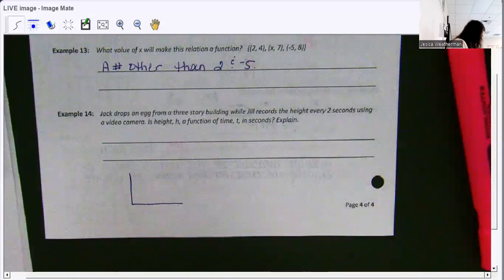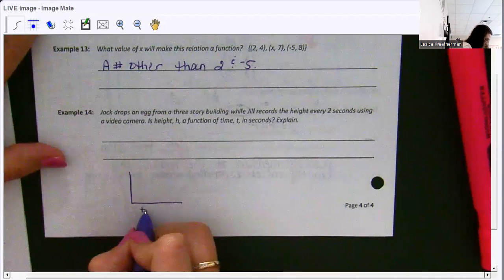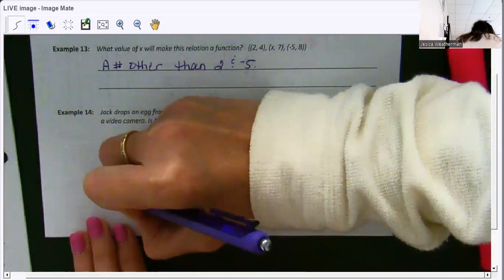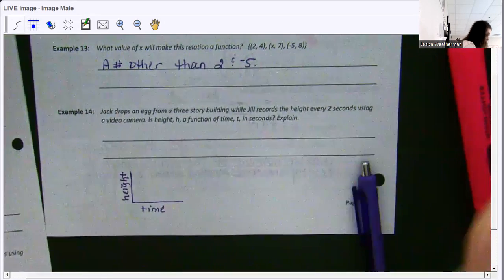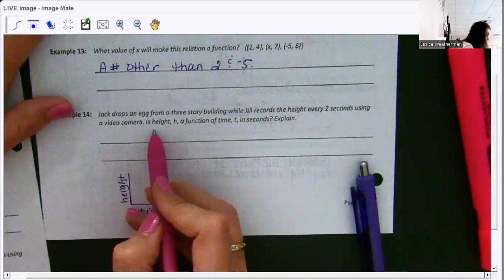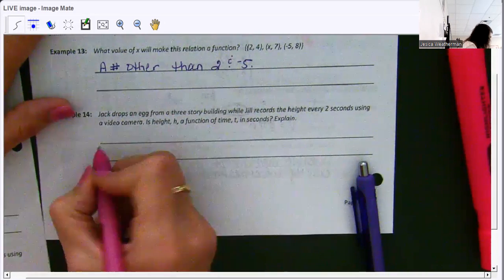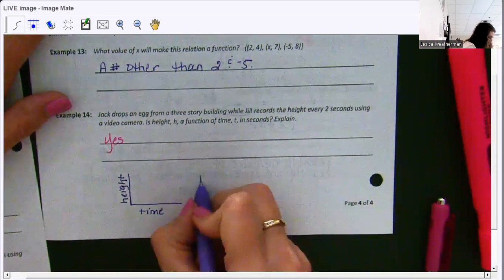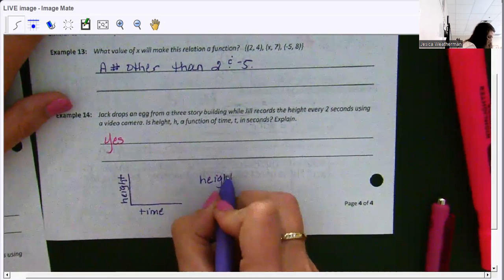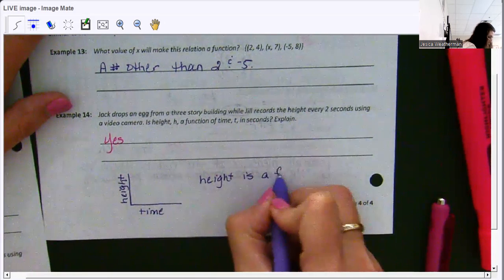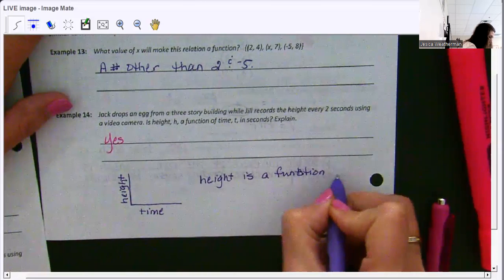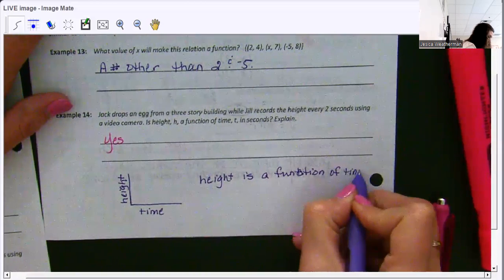Okay, so we have come to the conclusion that time is the independent variable, whereas height is the dependent variable. And what that means is that height depends on time. So height is a function of time. So I want you guys to understand this. Height is a function of time. On the homework, the answer is yes.